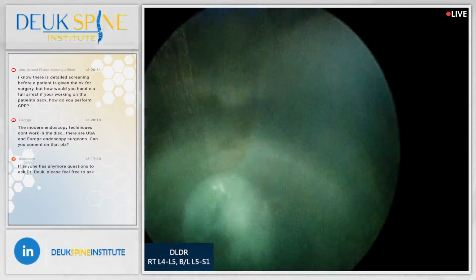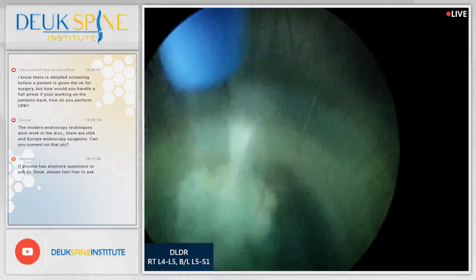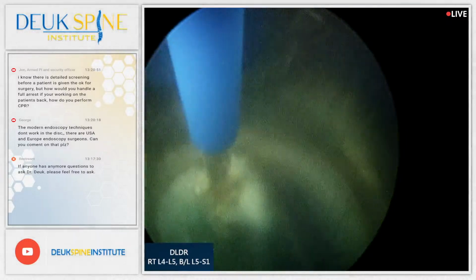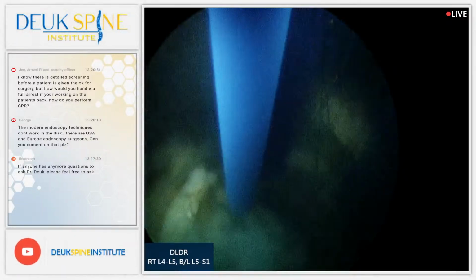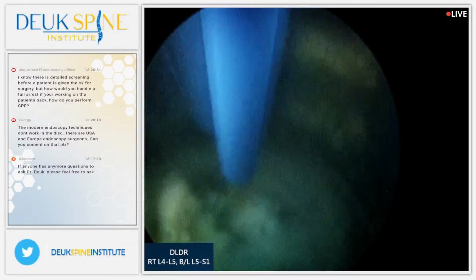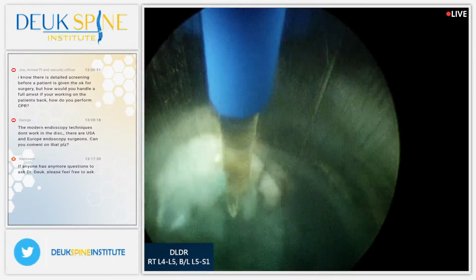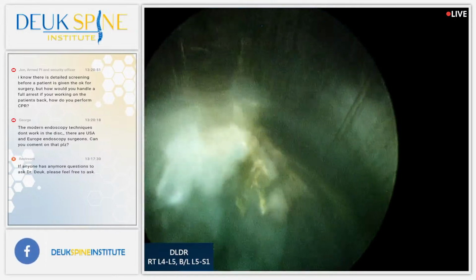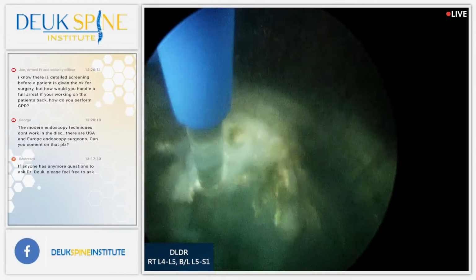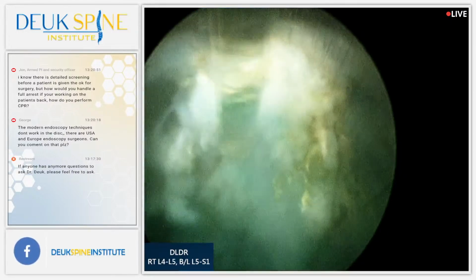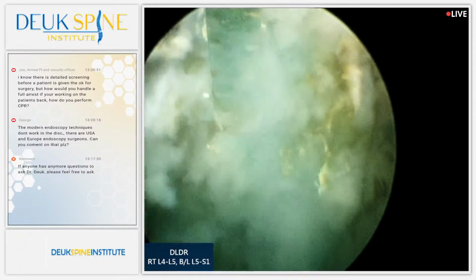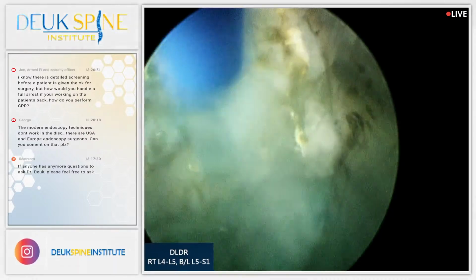So I have no problem getting it done. But the other techniques are worse. But they're easier for the surgeon. So the surgeons do it because they can do the surgery. Otherwise, they wouldn't be able to do any endoscopic surgery. So we have to give them training wheels so they can get it done.